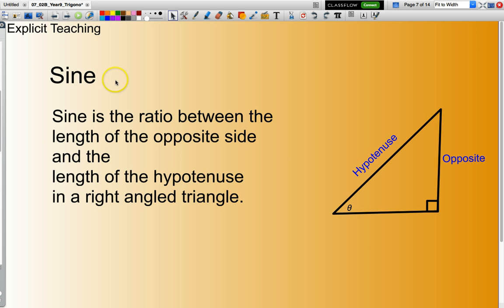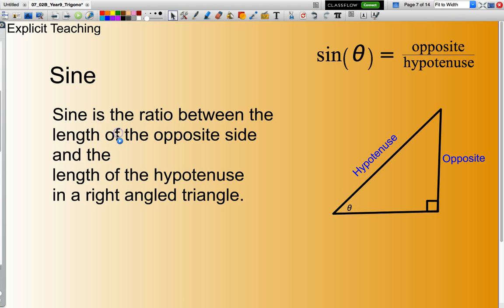So, sine simply is the ratio between the length of the opposite side and the length of the hypotenuse in a right angle triangle. So in other words, the length of the opposite side over the length of the hypotenuse. It is simply written as sine theta, where theta is my angle, is the ratio between the length of the opposite divided by the length of the hypotenuse.